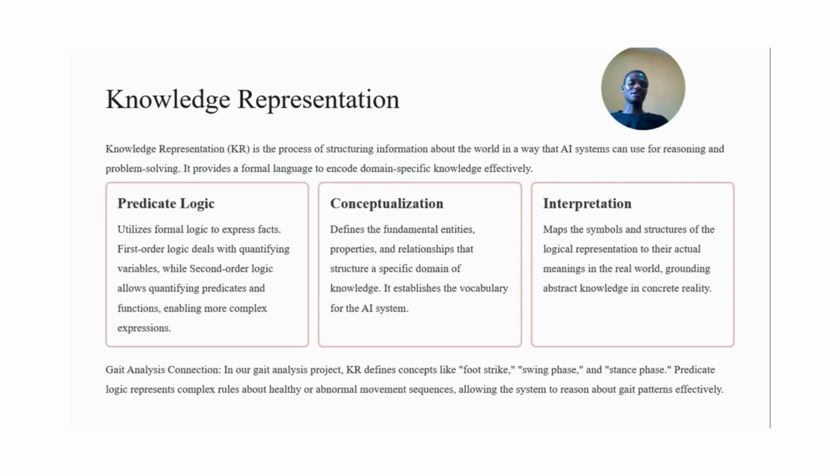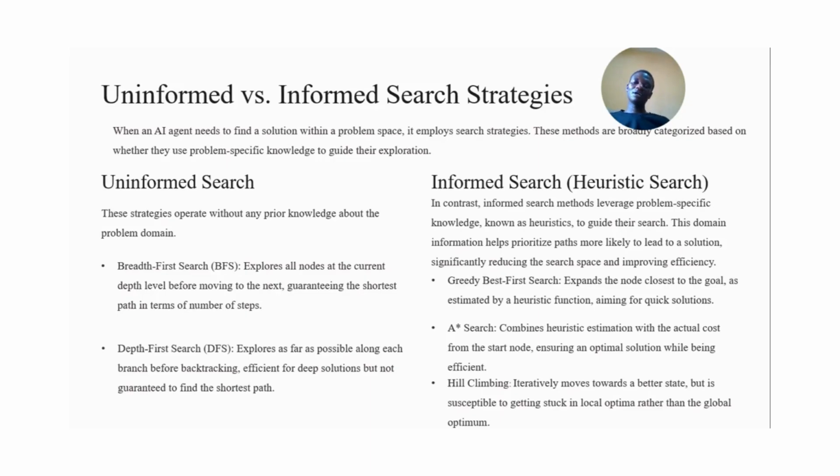Interpreting is mapping those symbols and the structures in that logical representation to the actual meaning in the real world scenario. For this case, it's gait analysis. So if you look at knowledge representation, it now defines the concepts like how one walks, how one runs. So using predicate logic, you can represent complex health abnormalities and follow all these steps, conceptualize and interpret. This makes it possible for our system to get meaning out of given information.